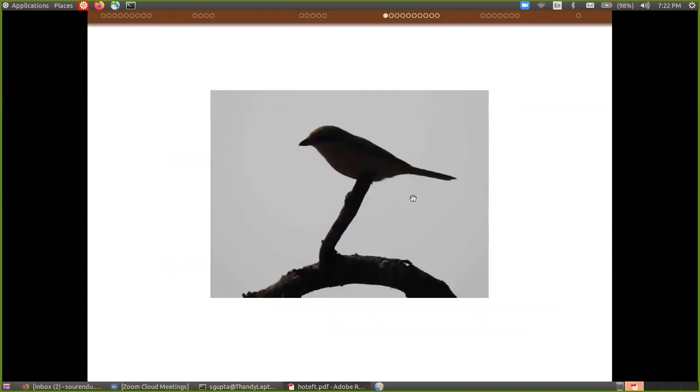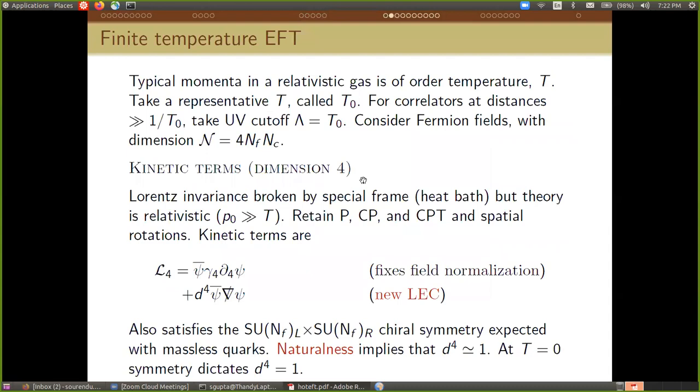Next, I want to give you a simple version of such a hot effective field theory for hadrons. When I say a simple version, this is my picture of it. You see a bird in silhouette, and if you can see the shape of the bird, that should be enough for me. That's the kind of simplicity, the long distance physics that I'm interested in. I'm not interested in the genes of this bird or the cells of this bird, but just the overall shape.